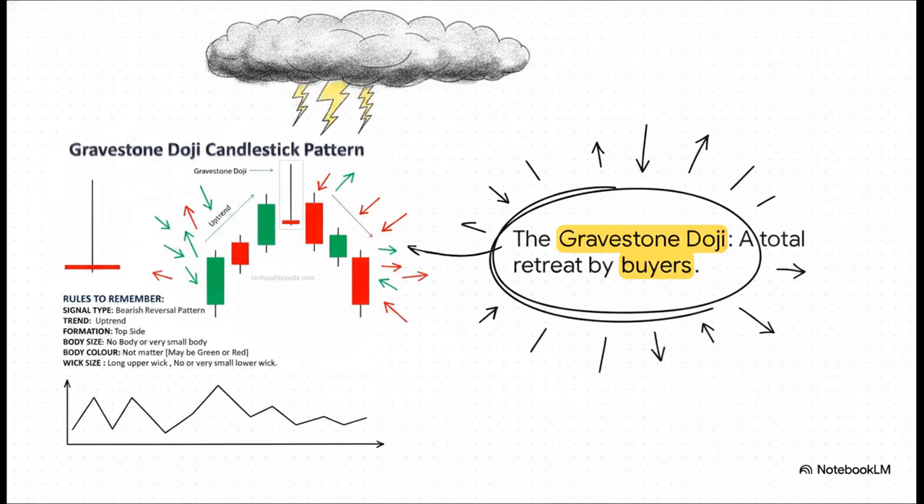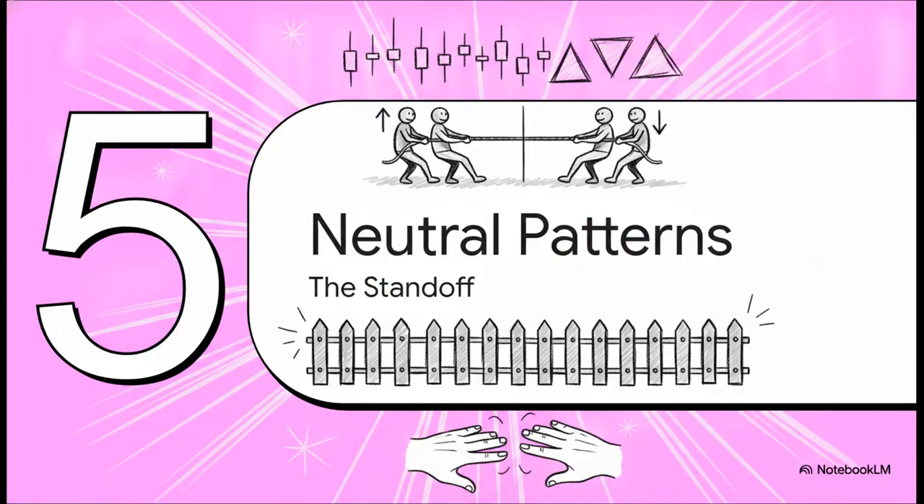And then there's the ominous gravestone doji. It looks exactly like an eerie inverted T. The open, low, and close are all practically at the exact same level, leaving this massive wick pointing straight up. When you spot this specific shape sitting at the top of a long uptrend, it is a very strong potential reversal signal. Basically, the buyers gave it absolutely everything they had to advance, but the sellers forced them into a complete and total retreat.